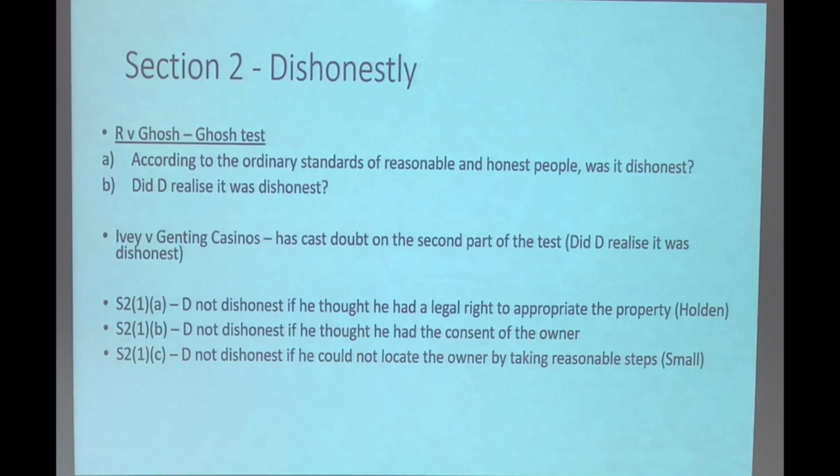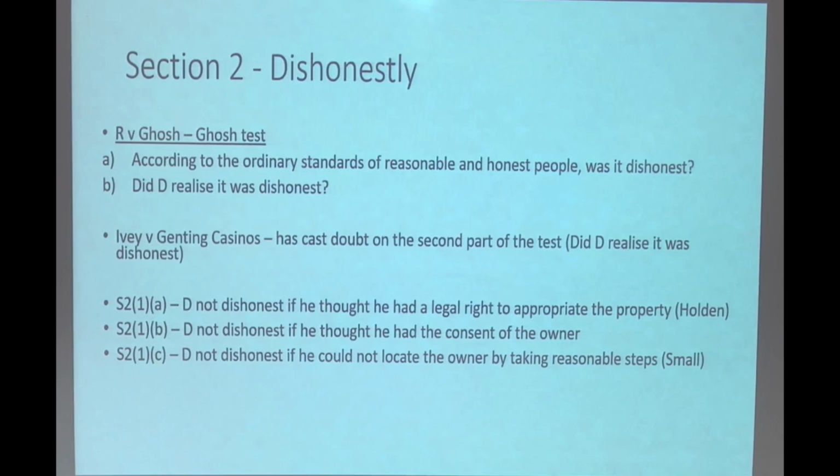Now, there are some exceptions where the defendant is not dishonest because of what he thought. So section 2.1a is D is not dishonest if he thought he had a legal right to appropriate the property. You can see that in the case of Holden, where he took tyres home thinking that he was allowed to from the place he worked. So he wasn't dishonest, so therefore it wasn't a theft.